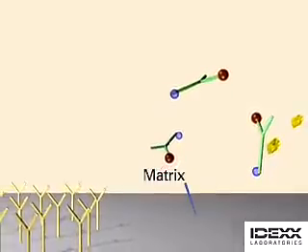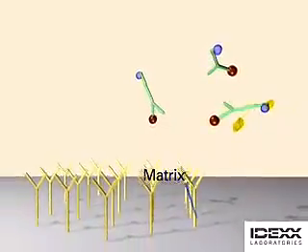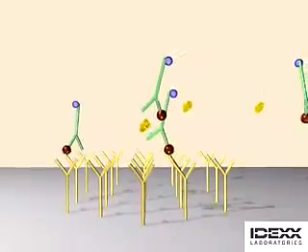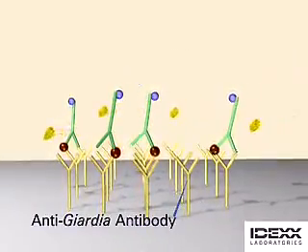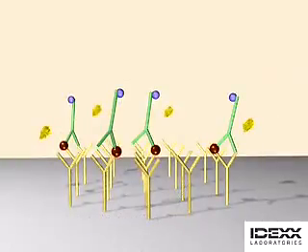Let's look inside the test to see what happens. The sample is pipetted onto the test and flows up the matrix. Bound to the matrix are more anti-Giardia antibodies that will bind any Giardia antigen that is floating by. The Giardia antigen is captured between the antibody bound to the matrix and the antibody that has the blue tag.